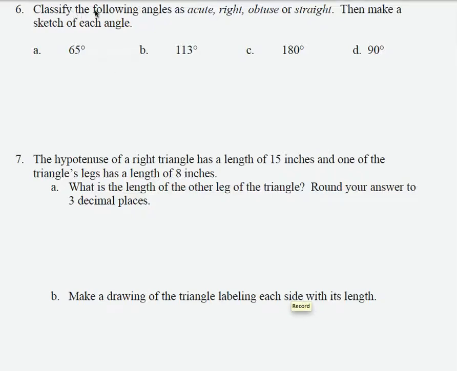Problem 6. Classify the following angles as acute, right, obtuse, or straight. Then make a sketch of each angle. So let's take a look at the degree measures that we have and see if we can pick out the obvious ones. Well, an angle measure of 180 degrees is a straight angle.